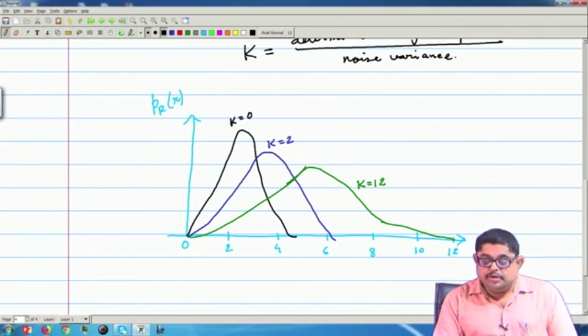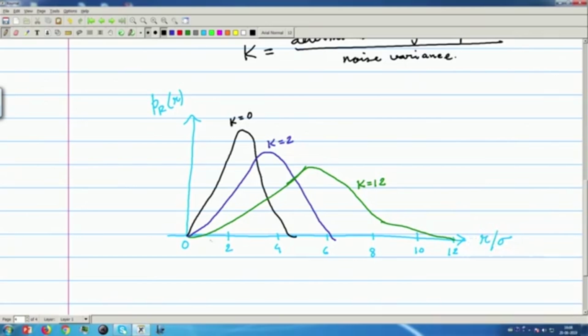So, we can see that if we plot the envelope detector output versus the envelope value, then for k equal to 0, that means the signal power is not there or noise is very high. You see this, the blue curve, that is a very small k, and this is k equal to 12, the green curve.